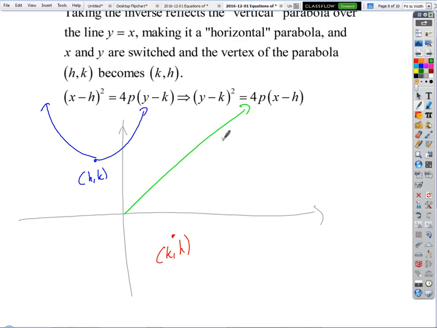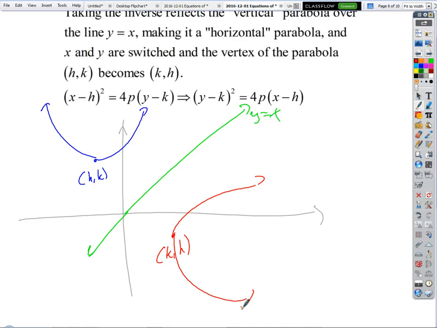It's the line y equals x. So we're going to take this blue parabola and we're going to flip it over that line, and it's going to become this one, isn't it? I didn't draw it very well, but you get the idea, right? So that turns it sideways, right? So now we've got a sideways parabola.